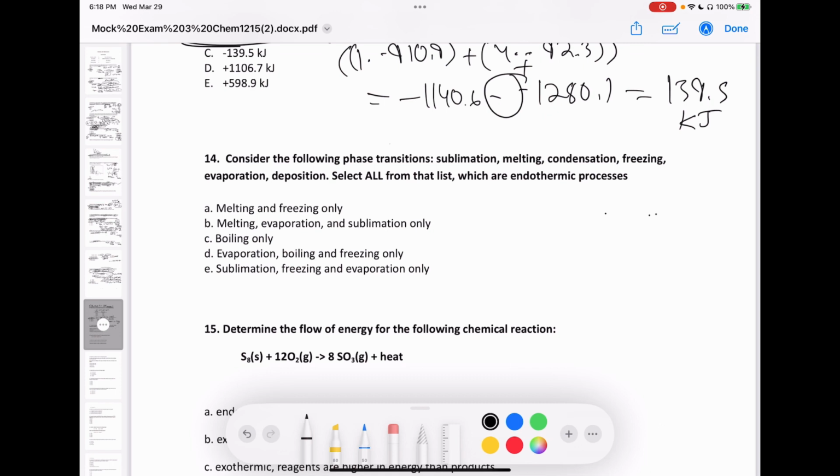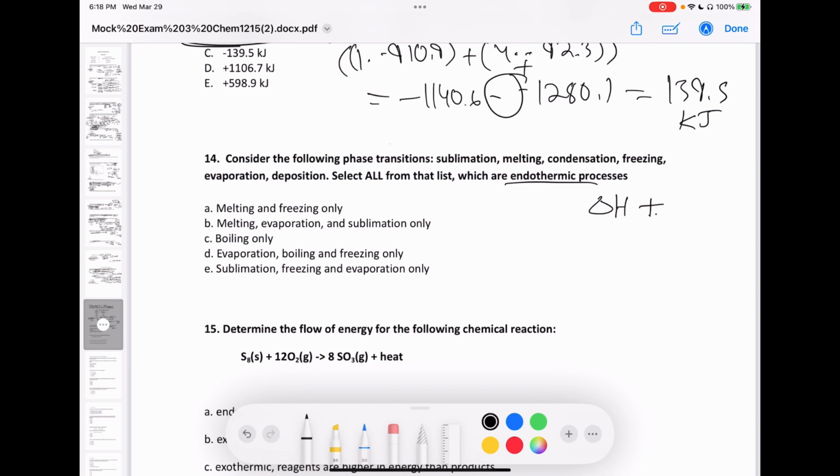Consider the following phase transitions: sublimation, melting, condensation, freezing, evaporation, deposition. Select all from that list which are endothermic. And we know that endothermic means that delta H is going to be positive, right? Because endothermic means we're gaining heat. Exothermic would be losing heat, so it'd be negative.